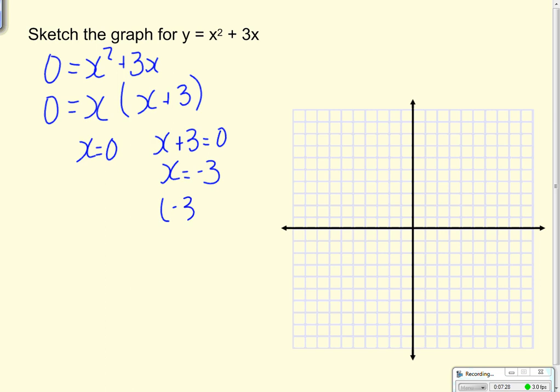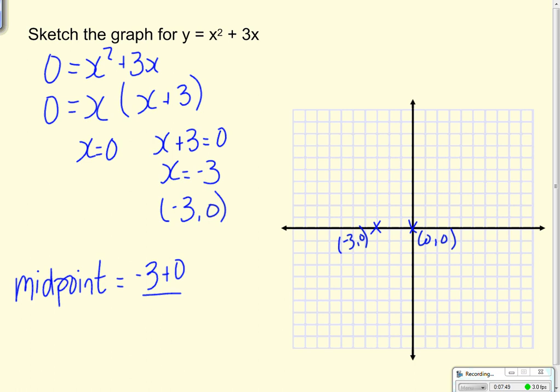So we have a point of negative 3 and 0. So our first point goes here at the point of origin, 0, 0, and the second one goes at negative 3, 0. Now we need to find our midpoint for that. And that's going to be negative 3 plus 0 over 2. So it's just our x coordinates added together. That's going to give us negative 3 over 2.